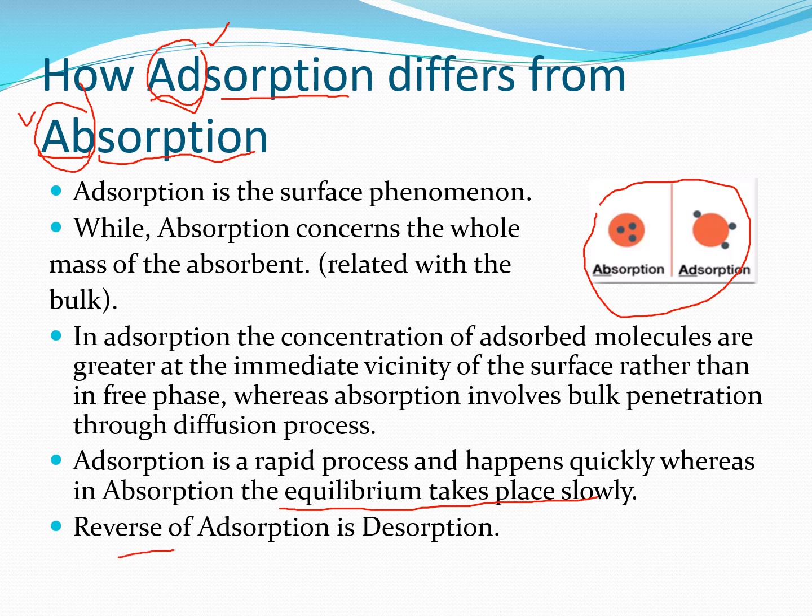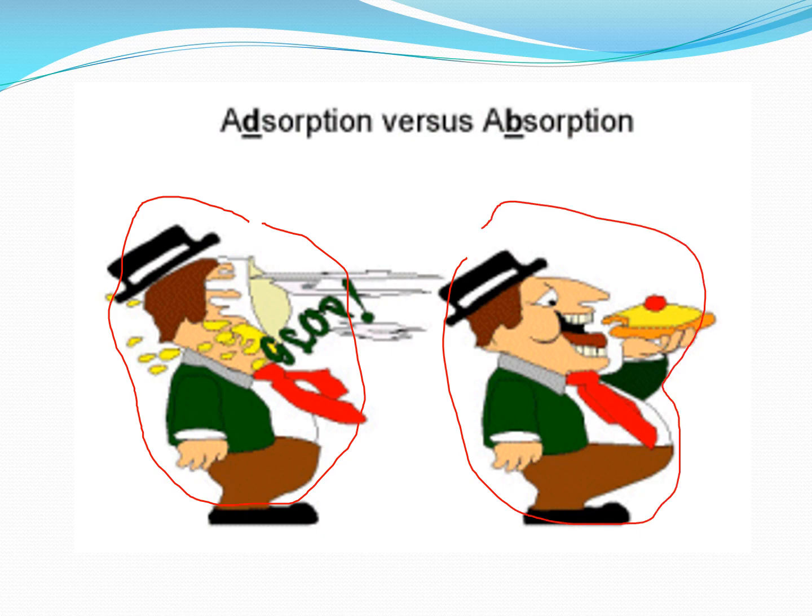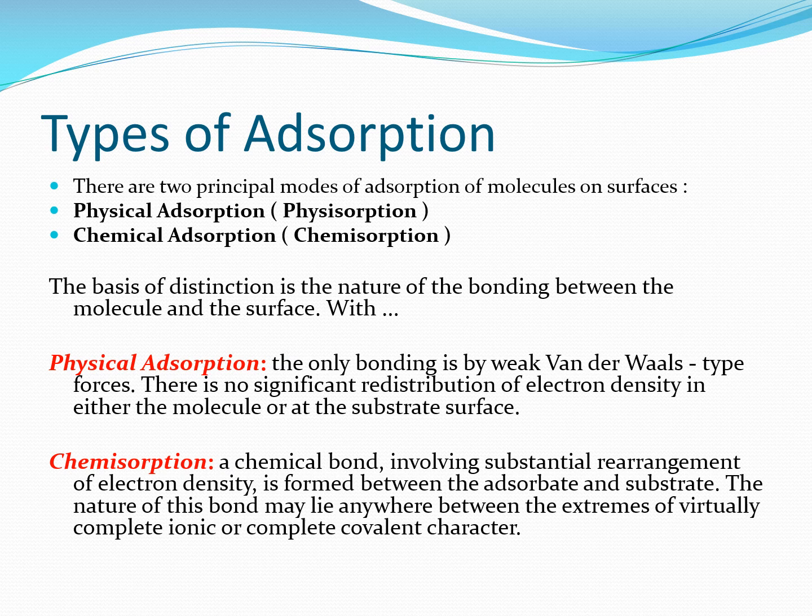The reverse of adsorption is desorption. So here you can see an interesting figure, where this shows the adsorption, which is a surface phenomenon, and here it's going inside the body, and that is the absorption. So types of adsorption: we have basically two types of adsorption. We have physical adsorption and we have chemical adsorption.